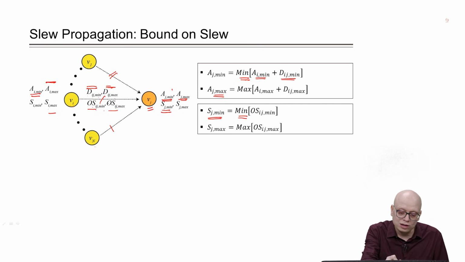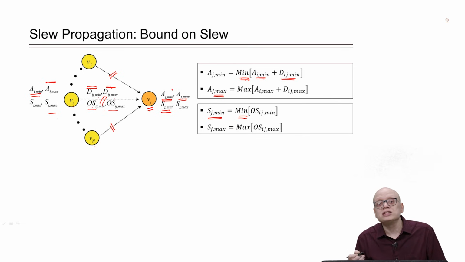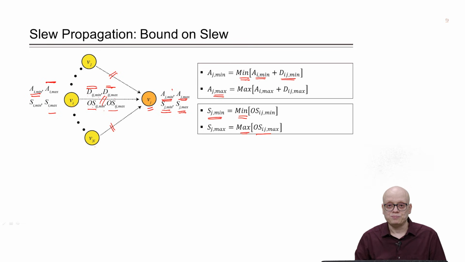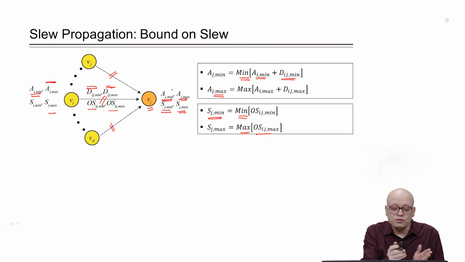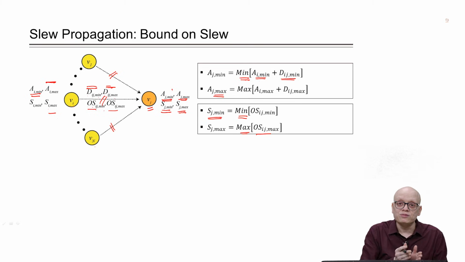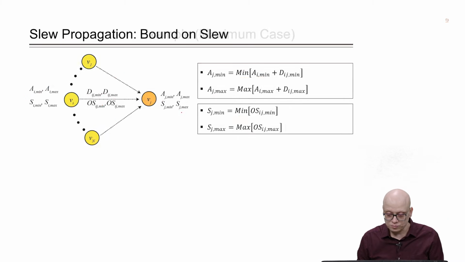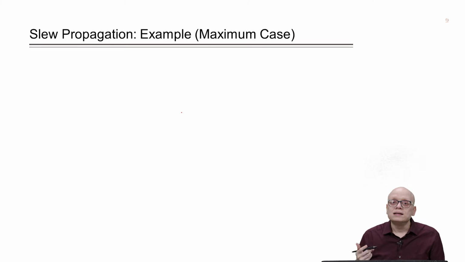Similarly, out of all the n incoming vertices, we take the one which is showing the maximum slew, and that gives us the upper bound on the slew at this vertex. Okay. So, this is how we do the slew propagation from the input side, that is all the Vi nodes, to the output, right. Now, let us take an example to illustrate this.